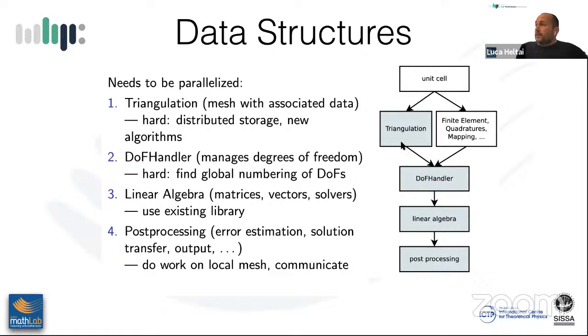And the DoF handler needs to know how to distribute degrees of freedom. The linear algebra needs to know who owns what part of the matrix, and so on and so forth. So all of these components that I wrote here in blue need to be somewhat aware of what is happening in the background. These things are difficult to do efficiently when you want to work in parallel. So the first thing you have to ask yourself is, what is really happening and what do you want to do?